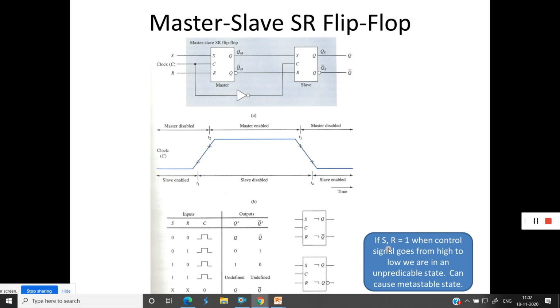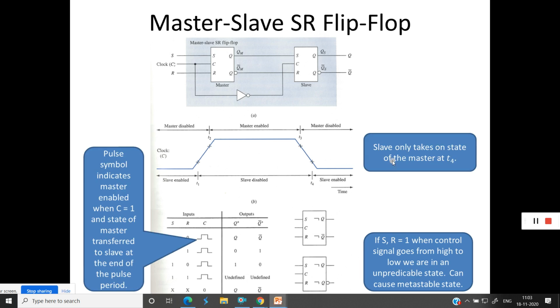This is the symbol. It says that if S and R are equal to 1, when the control signal goes from high to low, we are in an unpredictable state, which can cause a metastable state. Metastable state means neither it is at logic 0, nor is it at logic 1. It is in between. It is an unpredictable state. So this one is explained. If S is 1, R is 1, and the clock is applied, the outputs are in an undefined state. So the slave only takes on the state of the master at T4.